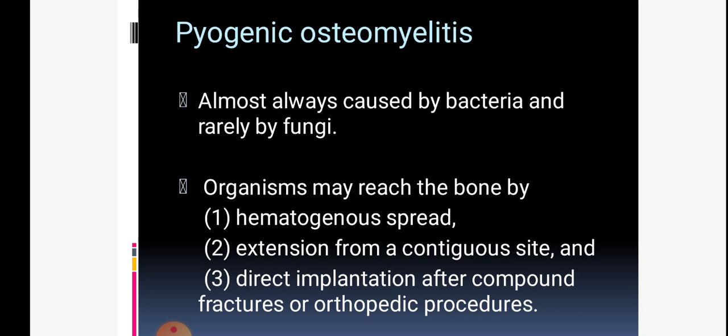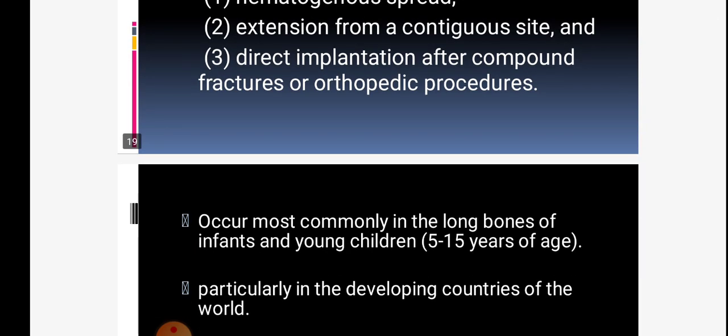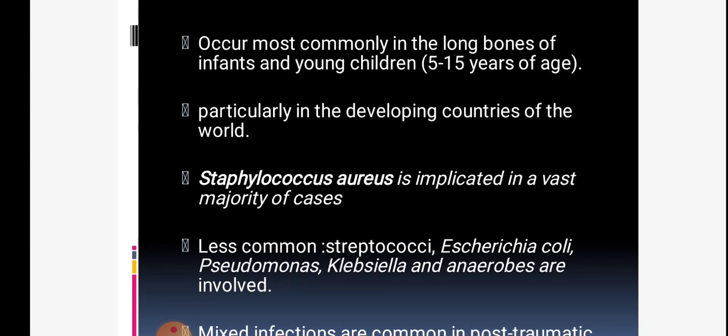Pyogenic osteomyelitis is almost always caused by bacteria and rarely by fungi. Organisms may reach the bone by hematogenous spread, extension from a contiguous site, and direct implantation after compound fractures or orthopedic procedures. It occurs most commonly in the long bones of infants and young children, particularly in the developing countries of the world. Staphylococcus aureus is implicated in a vast majority of cases.